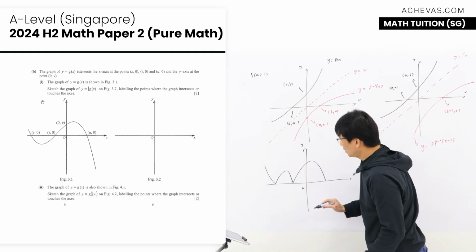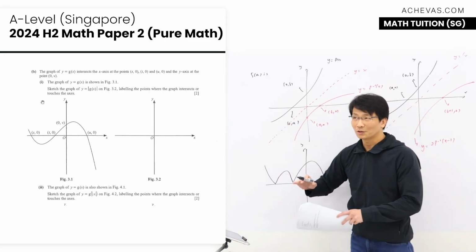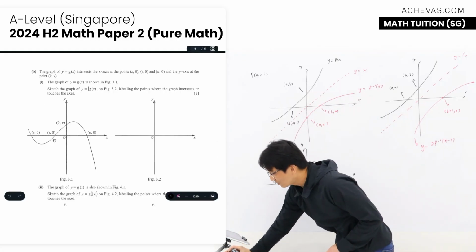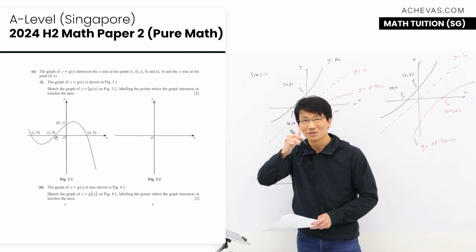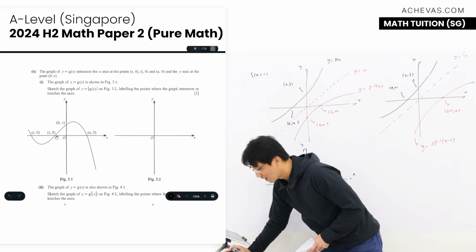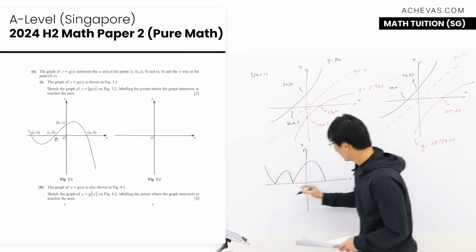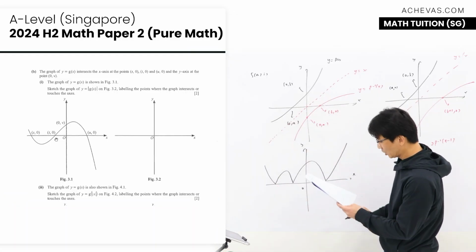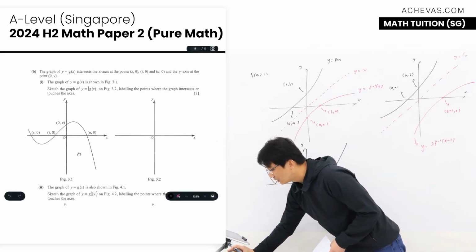We need to take note that this point here is actually a sharp point. So do not try to beautify it to make it round, because at this particular point, the gradient is a finite value. It's not 0. So when you do a reflection up, this point here should still be sharp. Same way for this point, and also for this particular point here. All must be sharp.